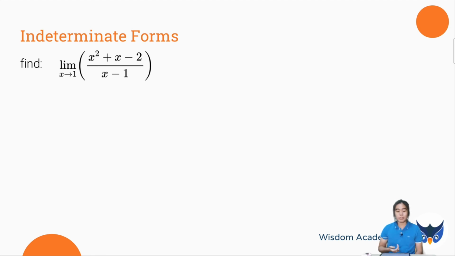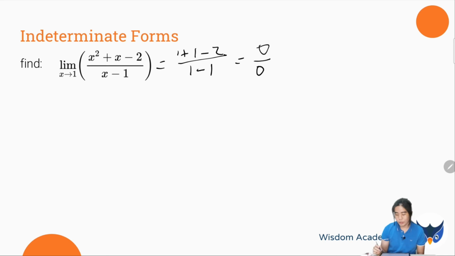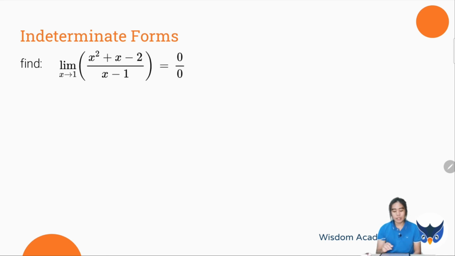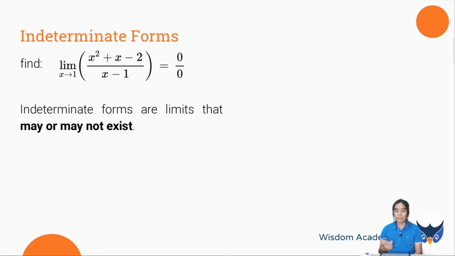First, let us illustrate it using this example. Let us find the limit of this function as x approaches 1. When solving this using direct substitution, we get 1 plus 1 minus 2 over 1 minus 1, which will result in 0 over 0. From previous topics, alam natin na yung 0 over 0 is an indeterminate form. When we encounter indeterminate forms, it means that the limit may or may not exist.